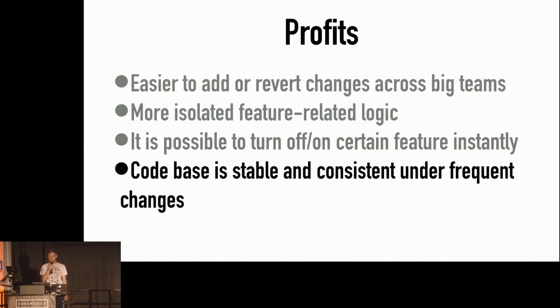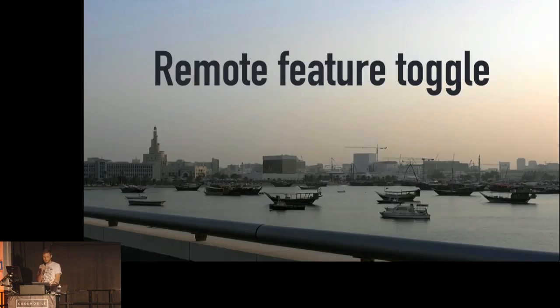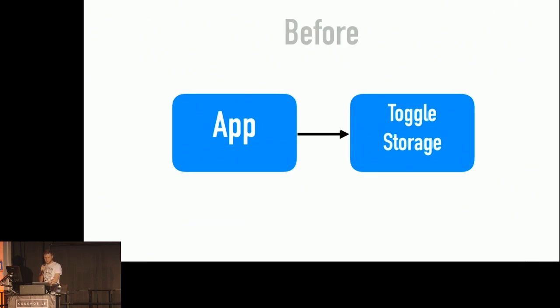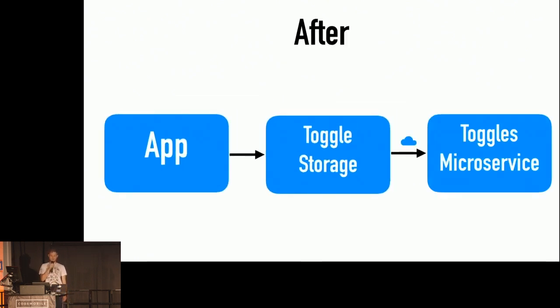So this approach has many positives, but there is one big flaw. All toggle values are hard-coded inside our app. So the next logical step was to make them remote and dynamic. The app used to ask the toggle storage for a value, and the storage was just a static class with constants. Our team created a microservice to provide toggle values to the app.